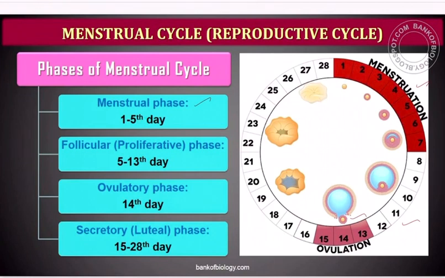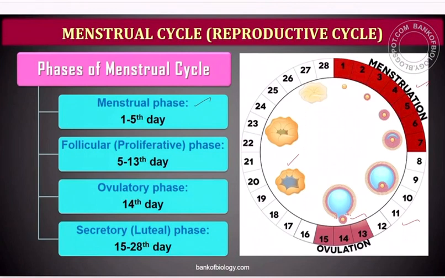This is important. On the 14th day, the functional ovum breaks off from the Graafian follicle and comes out of the follicle. We call this ovulation. Ovulation may take place between the 13th and 15th day, so on the 13th, 14th, or 15th day, on any day, ovulation can take place.